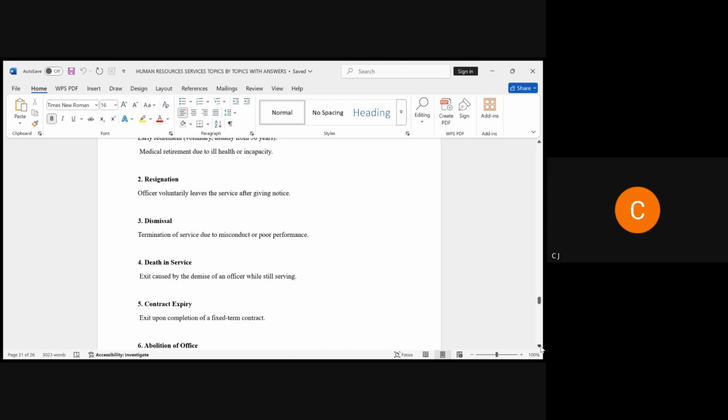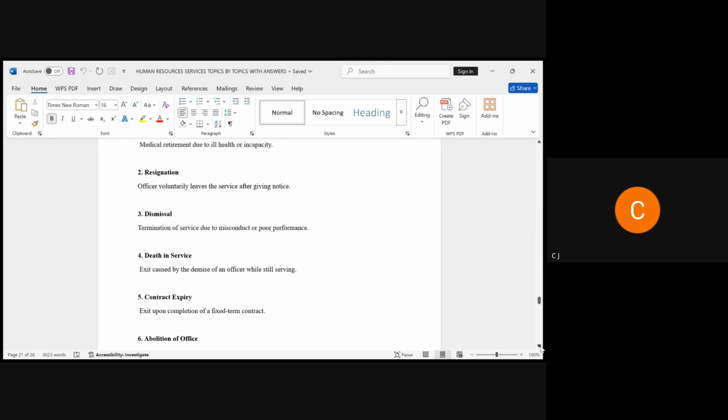Contract expiry, exit upon completion of a fixed term contract. Abolition of office. An office can be abolished, and when the office is abolished, the officers under that office tend to lose their jobs. But I've come to realize kwamba kuna vile gava inakujanga na absorb na wapeleka mahali penye kuna vacancies, but inakuwa ngumu sana kwa wale wa parastatals. Unatolewa kwa parastatal unapelekwa kwa huku kwingine. Unajua huku kwingine kumekauka, si kama parastatals.